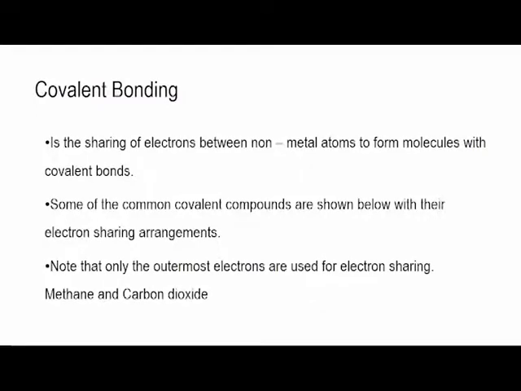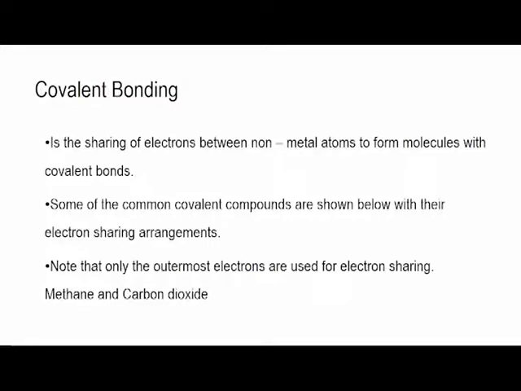Starting with covalent bonding, we need to know that covalent bonding is a bonding that takes place between nonmetal atoms only. Nonmetal atoms bond covalently by sharing electrons. Electrons are shared between atoms to obtain full outer shells. Students should also take note that when they are drawing a covalent bonding structure, they should only use outer shells.